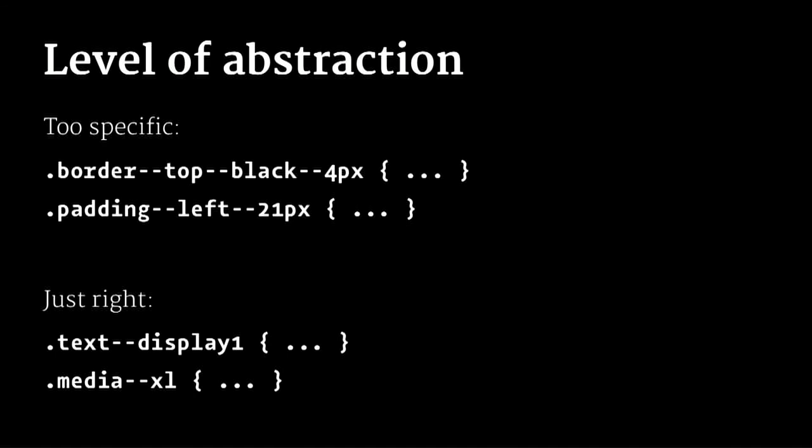The other issue that was brought up in the comments was the idea that this feels like inline styles. That can be true if your level of abstraction is too low. So these top examples, border top black 4 pixels, are tough to work with because they name a specific value, which is already a disaster waiting to happen. And beyond that, they're too small, which means you need too many of them. And if you have too many of them, people aren't going to use them. But the right level of abstraction is something like text display 1 or media XL. It's not naming a specific value, but it's a concept.